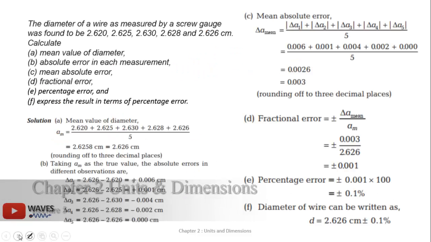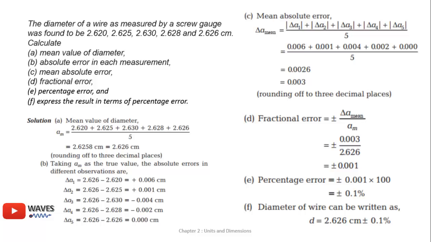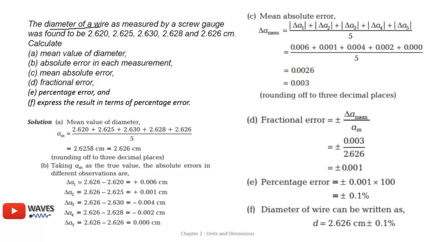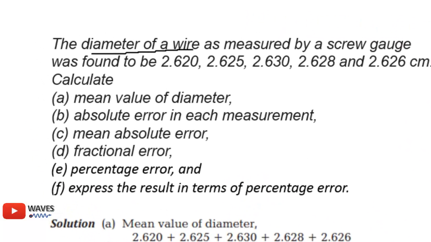So let's take straight away an example here. We have the diameter of a wire, and that diameter has been measured by a screw gauge. I'm going to talk about the screw gauge later on, how the instrument works, and so on. But here are some measurements of the diameter of the wire with the screw gauge, and the values are these.